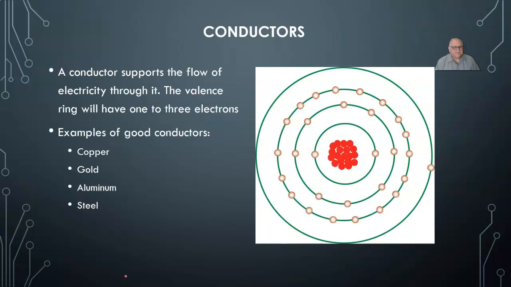So a conductor is copper, gold, aluminum. It's going to be determined by the number of electrons in that outer ring. If there are 3 or less electrons in that outer ring, it's going to be a good conductor of electricity.